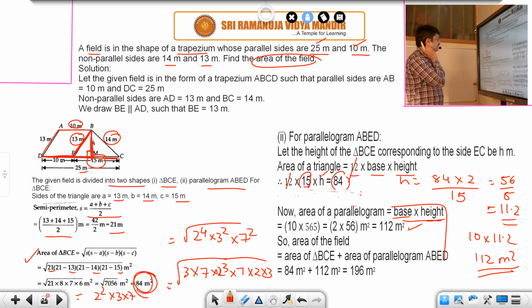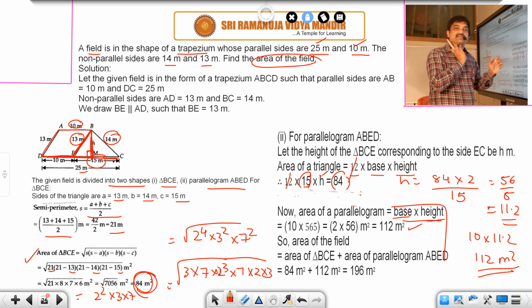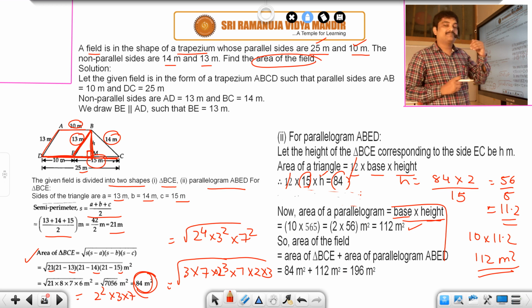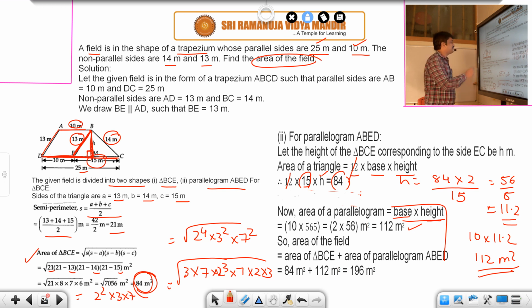So what we have to do is split this into a parallelogram and a triangle, and individually find the area of the triangle and the area of the parallelogram. The area of the triangle you know how to find, using Heron's formula you could find it easily. And to find the area of the parallelogram we apply the formula base times height, but we don't know the height, so we calculate the height from this triangle itself by using the formula half base into height, equating it to the area calculated using Heron's formula, and we get the height.